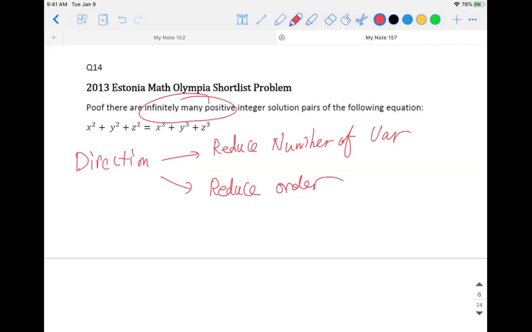Observation. How is it possible? They don't have to be positive. They can be negative. They can be negative, right?